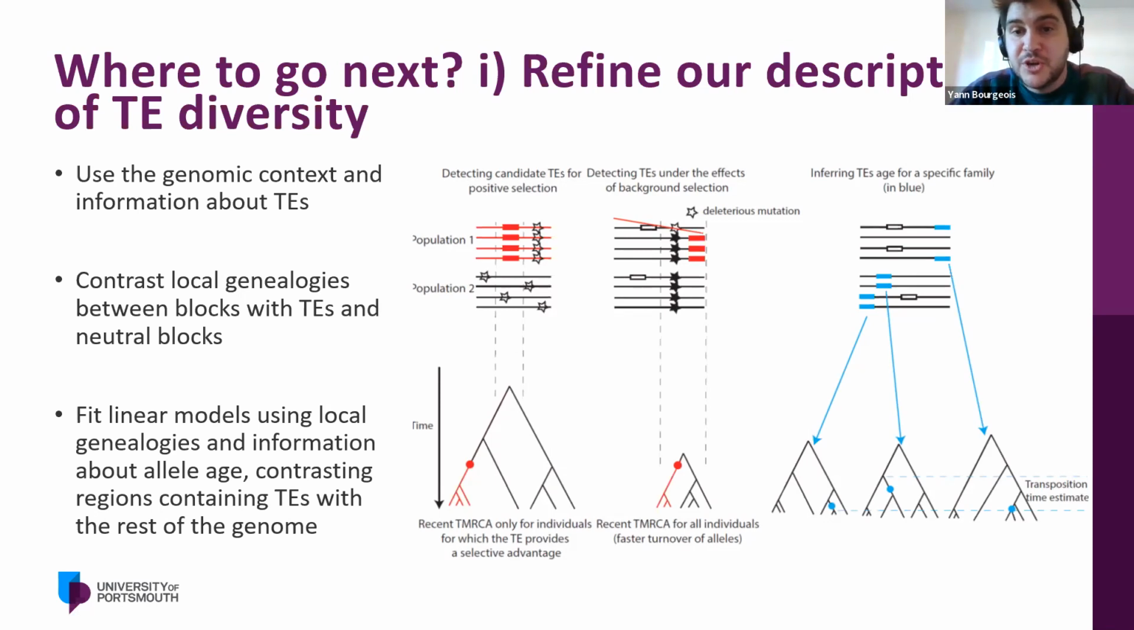So what would be interesting, in my opinion, would be to contrast the genealogies near transposable elements with genealogies in the rest of the genome. The idea then would be also to fit, for example, linear models using these local genealogies and extracting information about allele age to contrast regions that contain Ts or nearby flanking Ts with the rest of the genome.